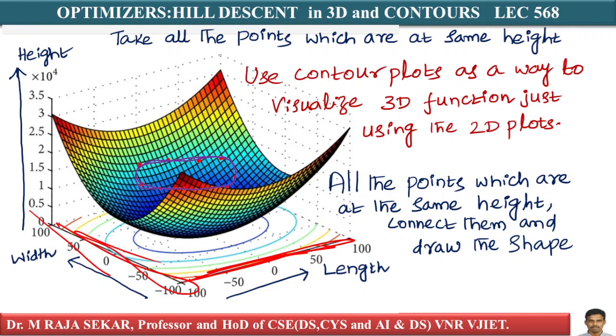All these points have the same height or same loss, isn't it? Contour means what? For example, on the contour, I can say all these points have the same height. All the points on this particular contour are at the same height. That is the basic idea, isn't it? All the points which are at the same height, connect them and draw the shape.